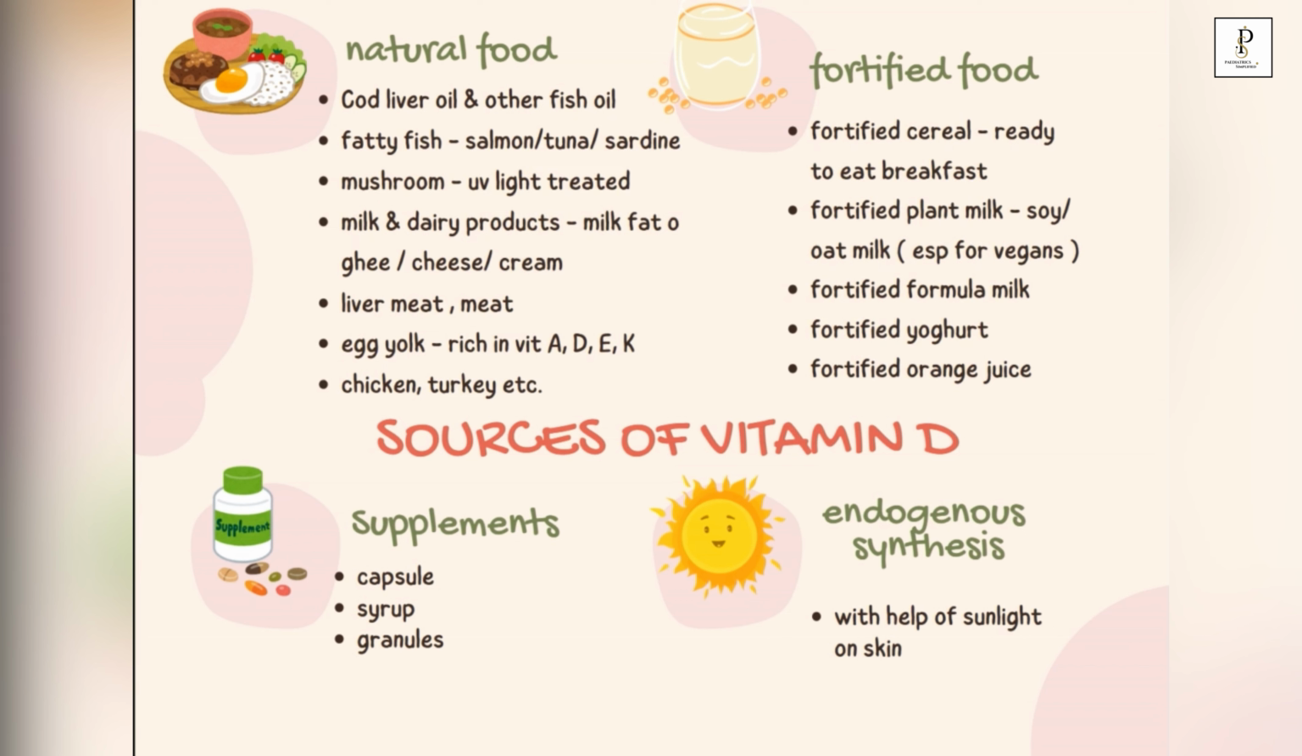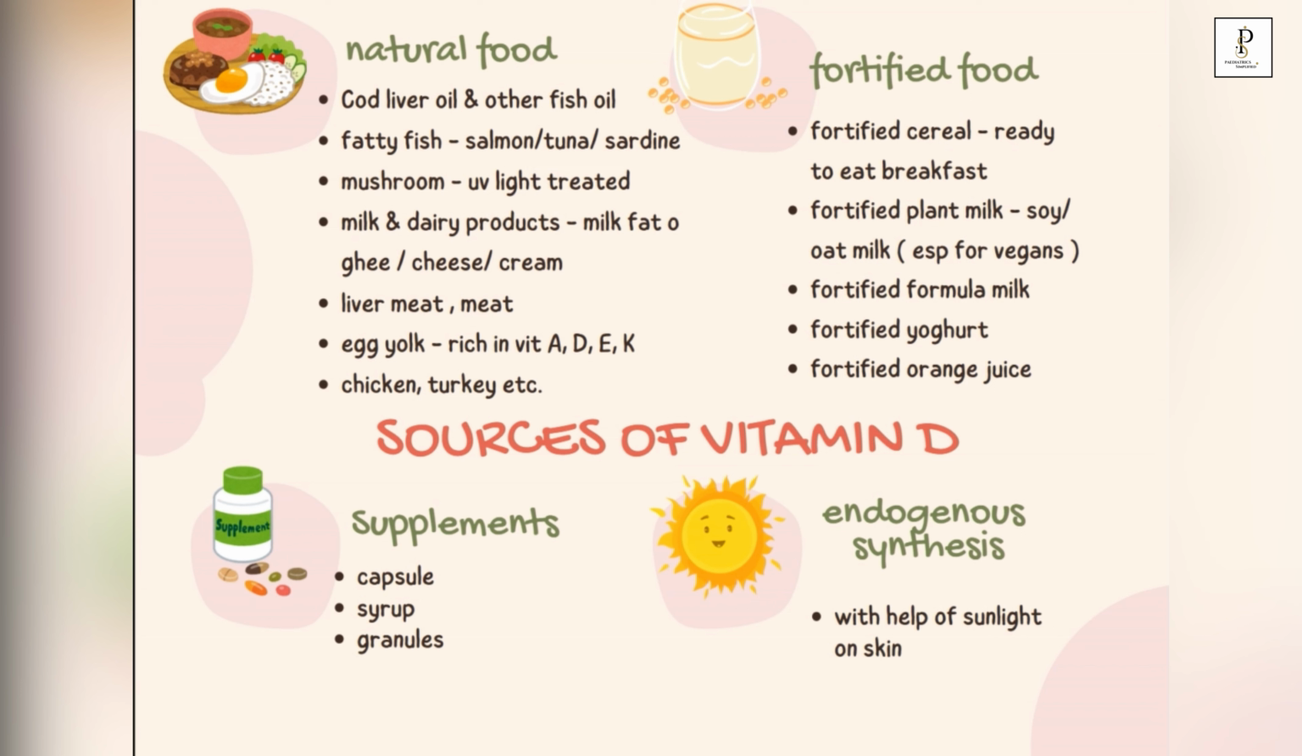What about fortified foods? In fortified foods, first one is fortified cereal or ready to eat breakfast. Second is fortified plant milk like fortified soya milk, oat milk, etc. Fortified cereal and fortified plant milk are more important in case of vegans. Vegans don't consume animal products like animal milk, and they consume plant milk, and plant milk is deficient in vitamin D. So for the vegans to not get vitamin D deficiency, they should take fortified soya milk and oat milk and fortified cereal also.